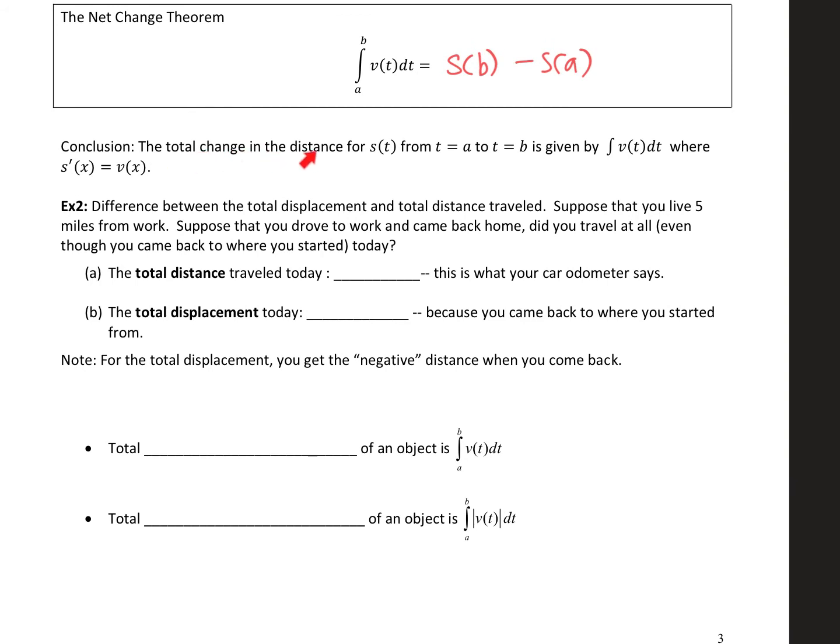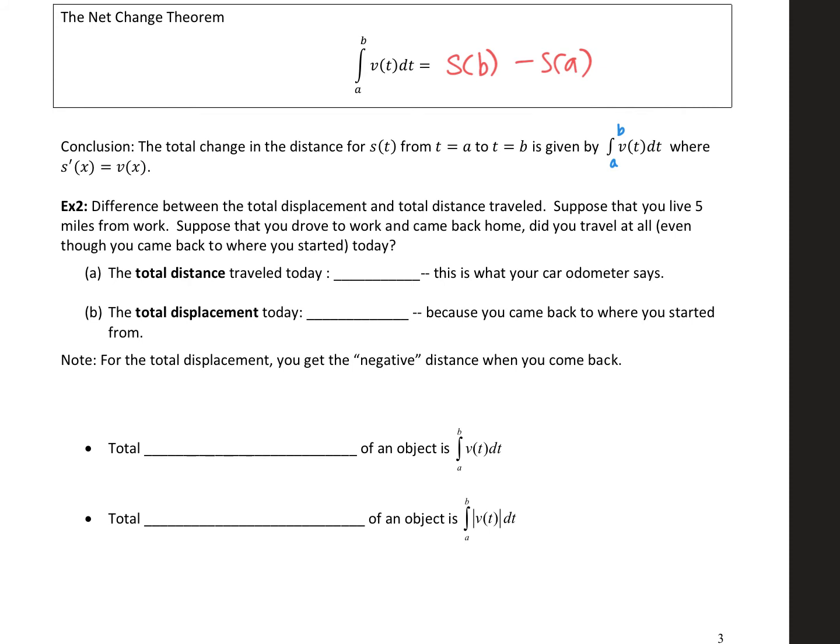So total change in distance, right? You're looking at the distance at the end minus the distance at the beginning, from t equals a to b, is given by this integral from a to b. Oh, I forgot to write a and b. A here, b on the top, where v represents the velocity.